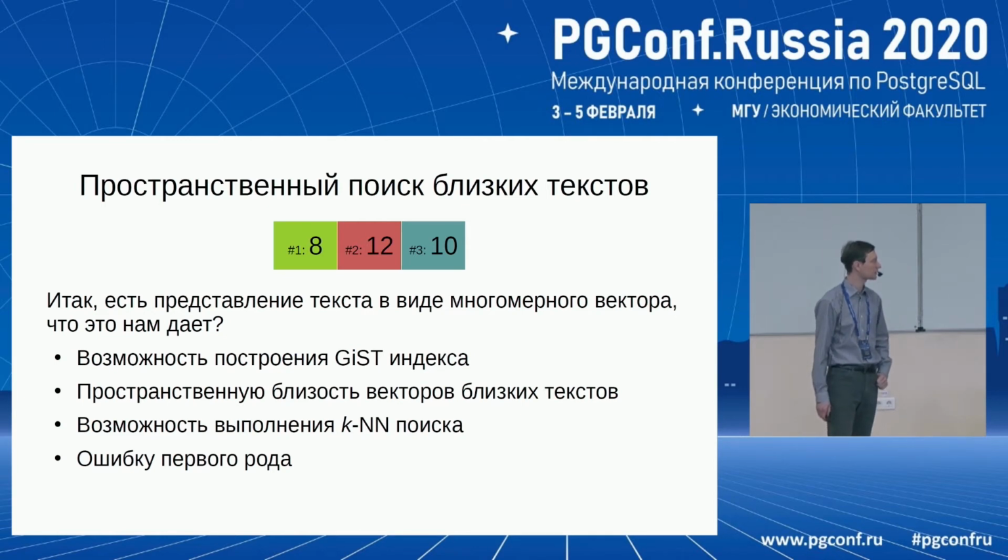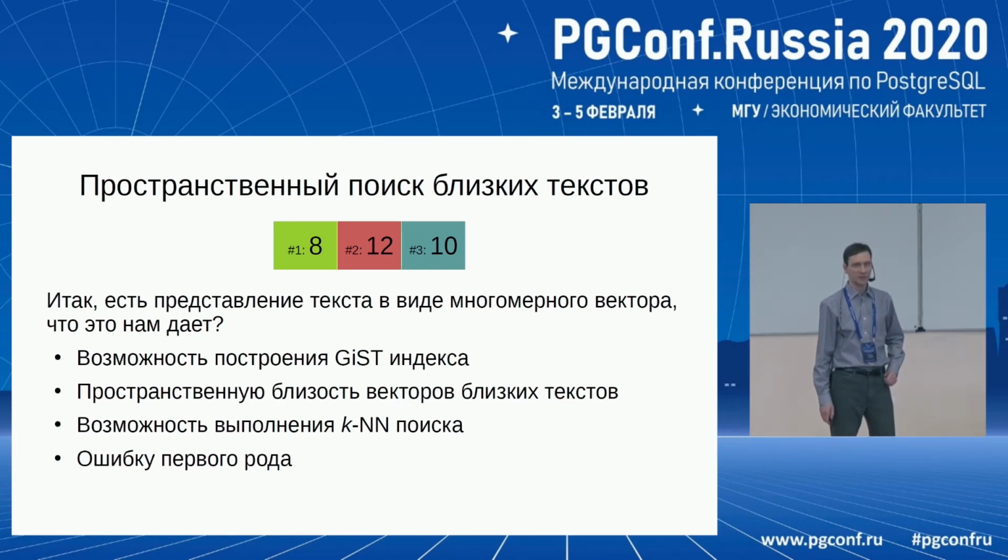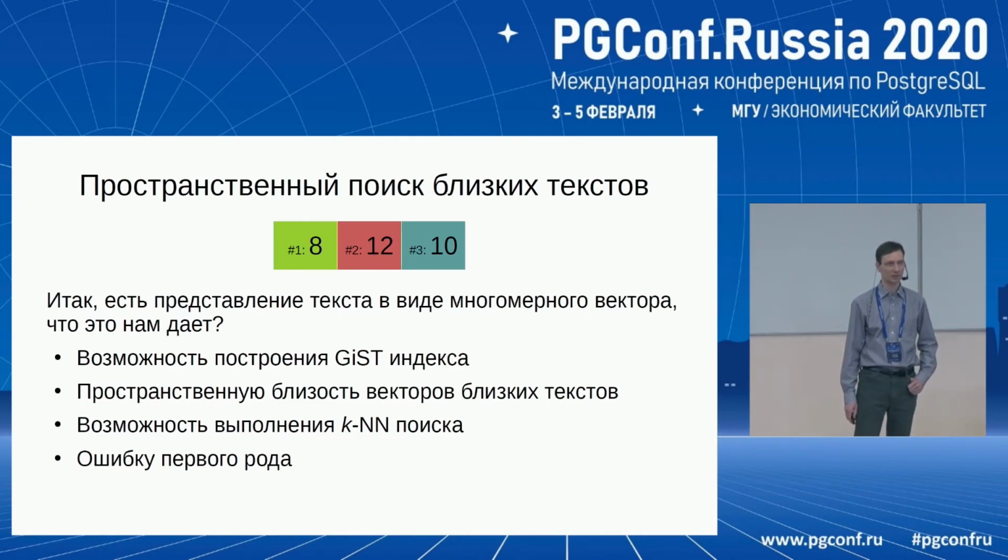GiST doesn't support this out of the box, but there is a cube extension that supports these three-dimensional cubes. And finally, you can use GiST for your task. So we have a space similarity, and finally, we can apply what we need. We can also perform KNN search, which is very good when it comes to text search. But we have false positives.